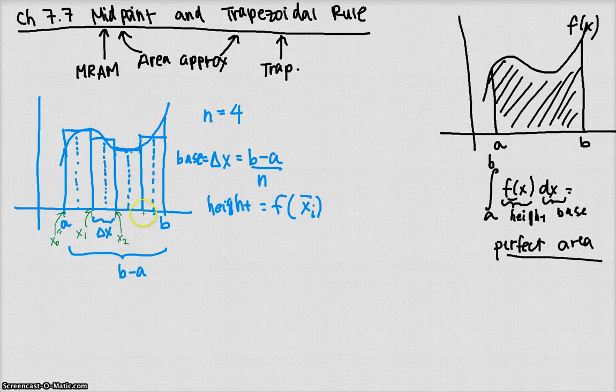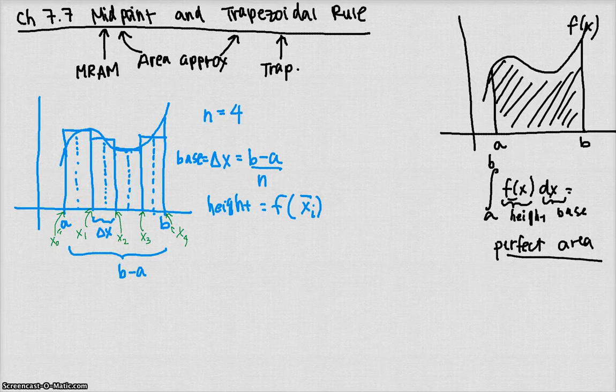X sub 2 is what we're going to call that one, x sub 3, and b will be the same as x sub 4. That way we can vary it depending on however many n's. So the midpoint is going to be the average of x naught and x sub 1, so x naught plus x sub 1 divided by 2.